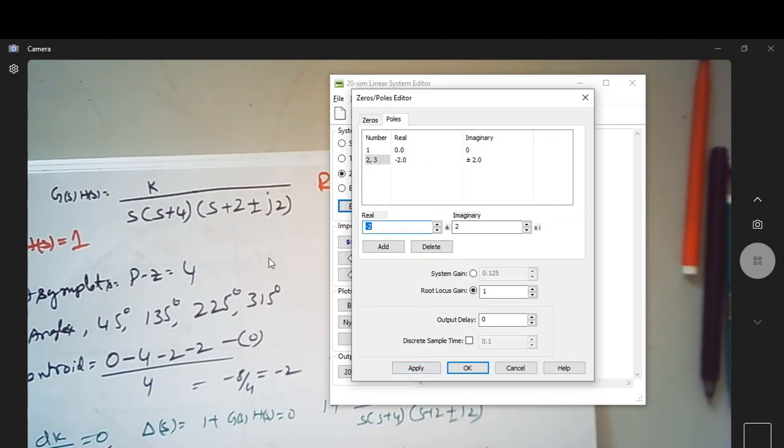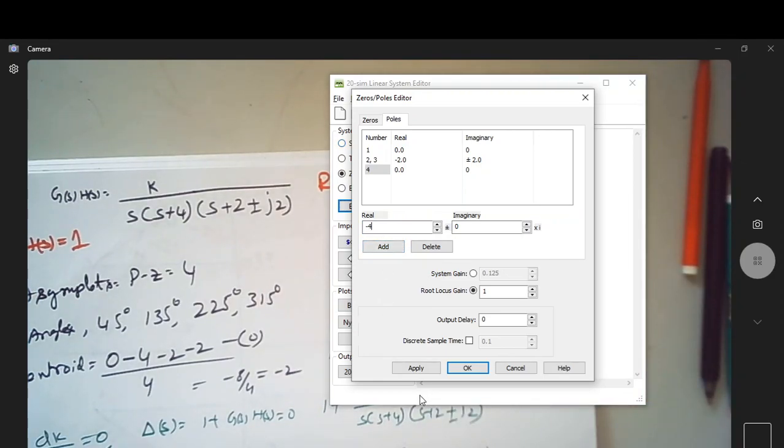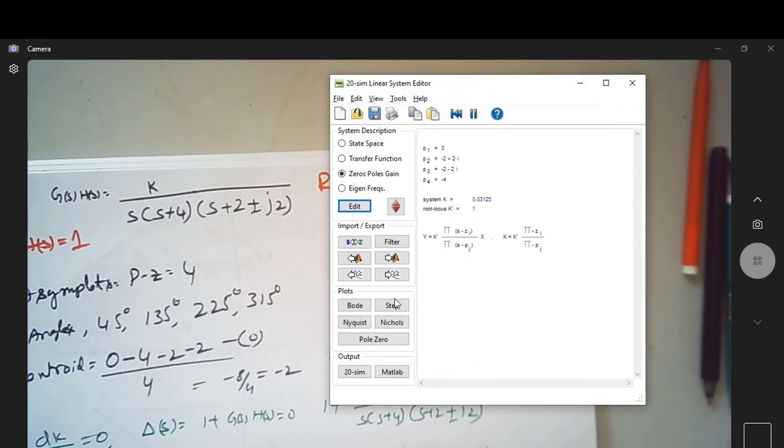Okay, this is applied. Let me check, the -4 is missing, because I didn't apply. Now I have one pole at the origin, two are complex, and one more at -4. So we have applied this. Then you say okay. Then you plot the pole zero plot.